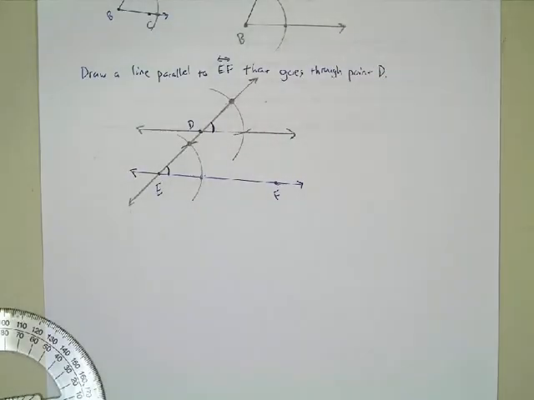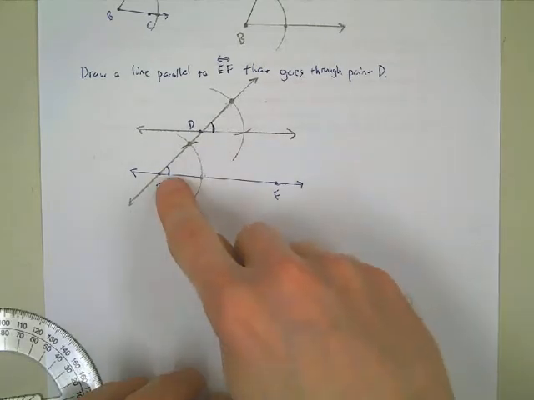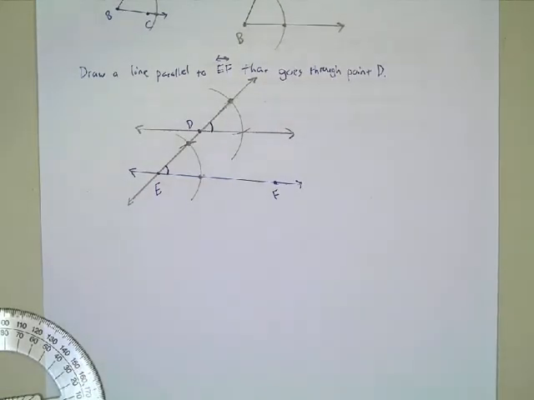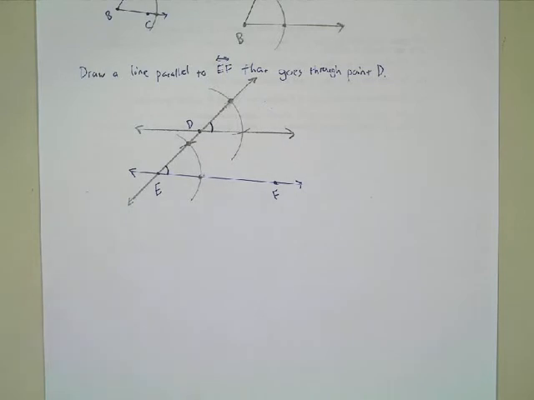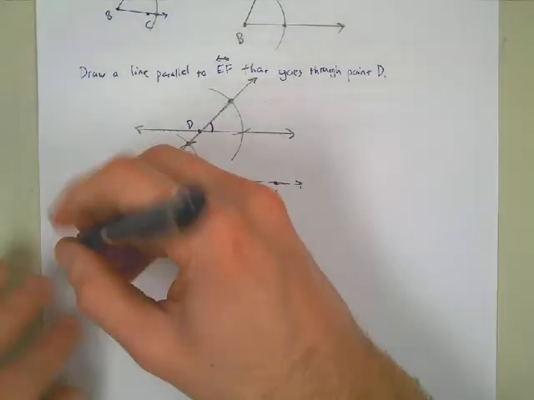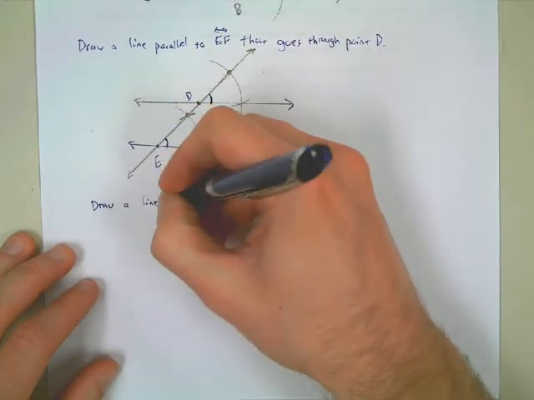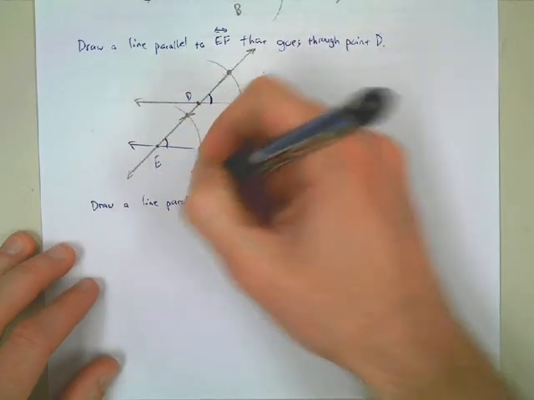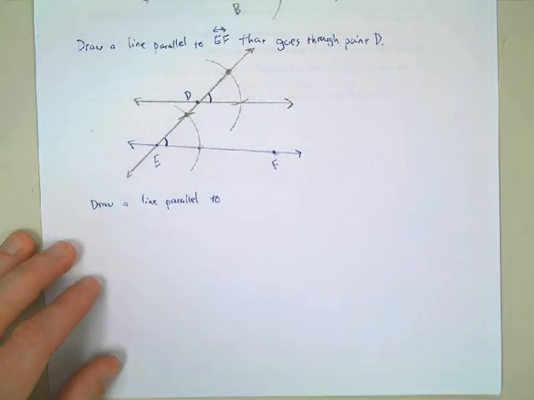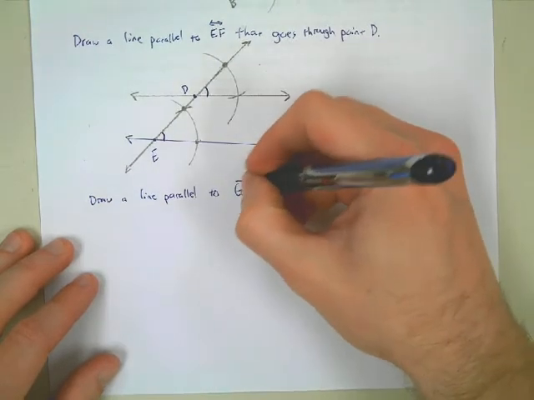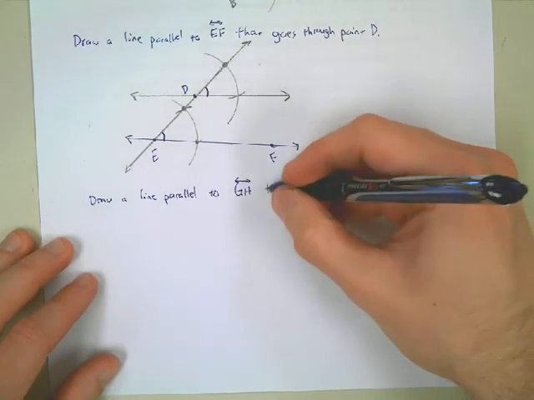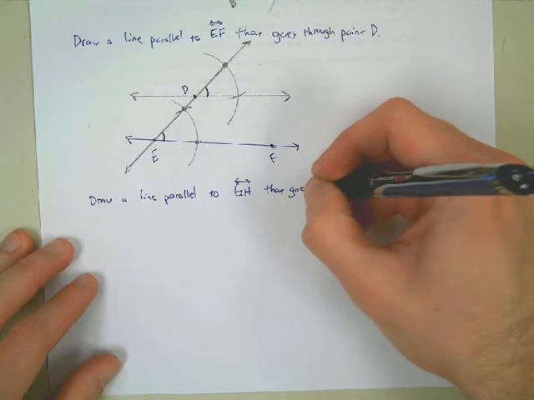Can you give us another one? Yeah, so if you guys want to try another one here, you can just make another one. So we'll just do a different one here. I'll have you draw a line parallel to, let's say, GH this time, that goes through point I.